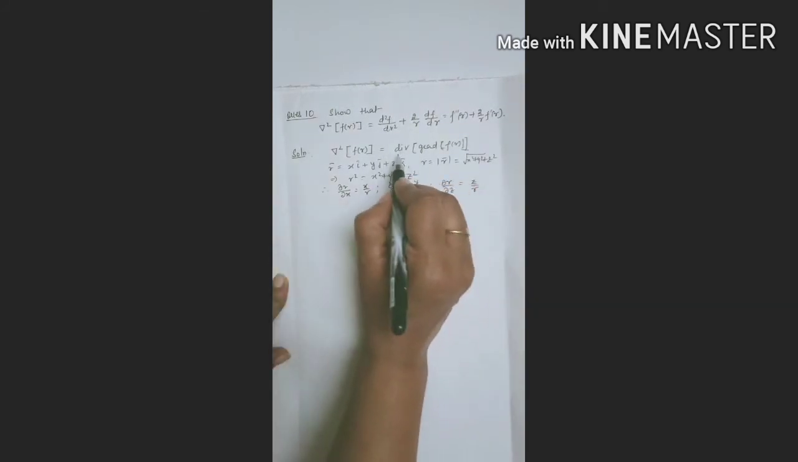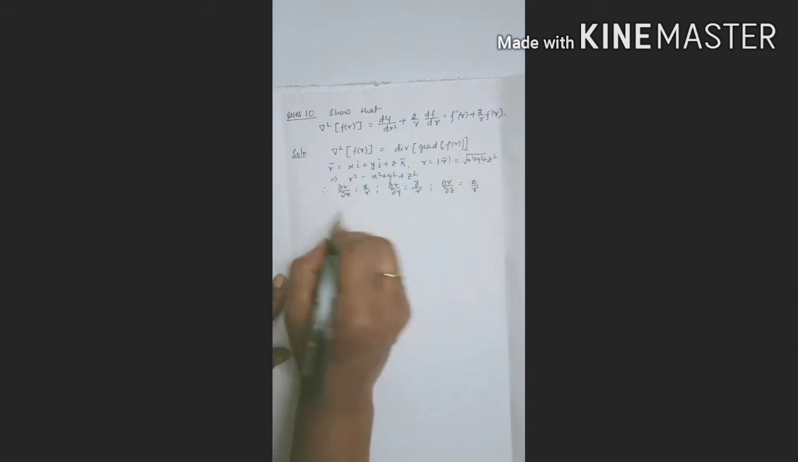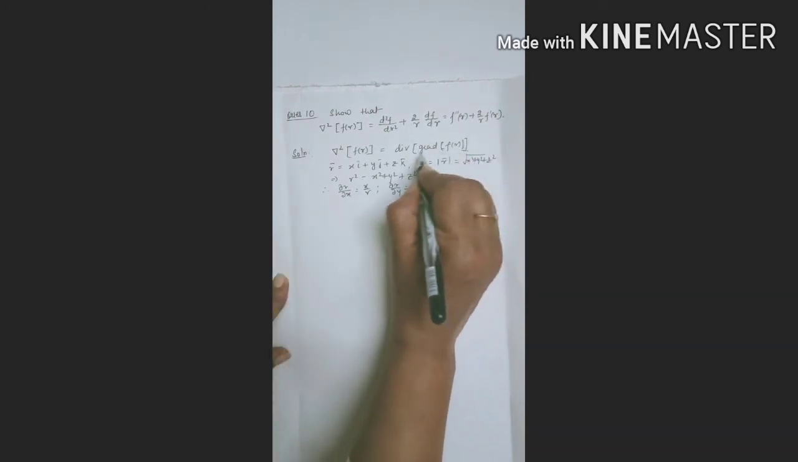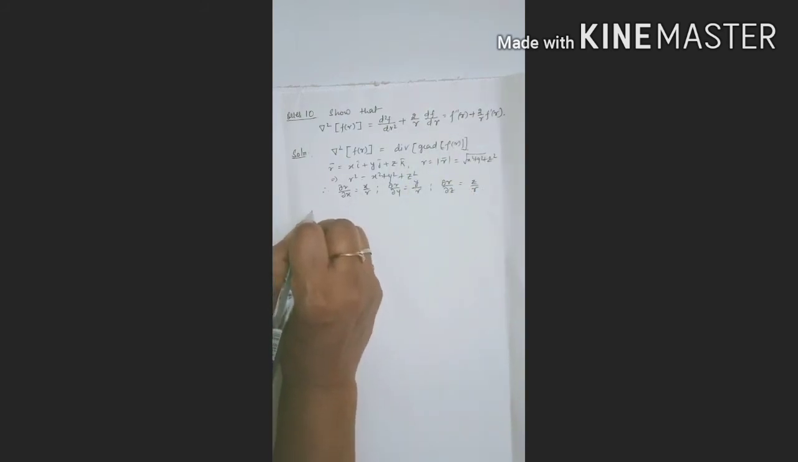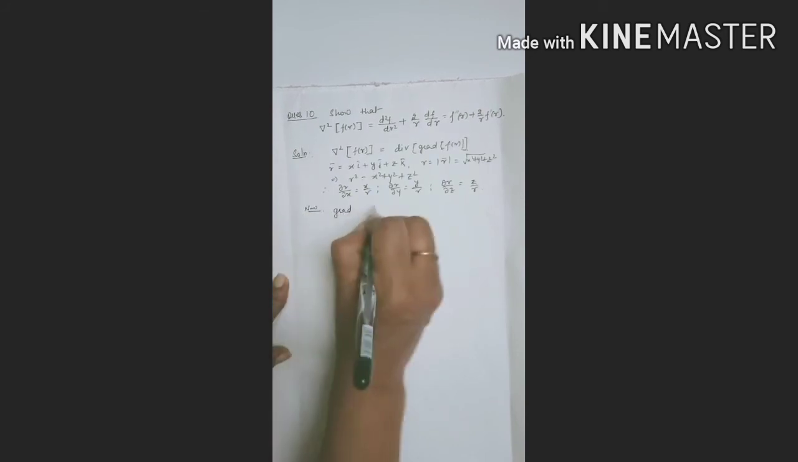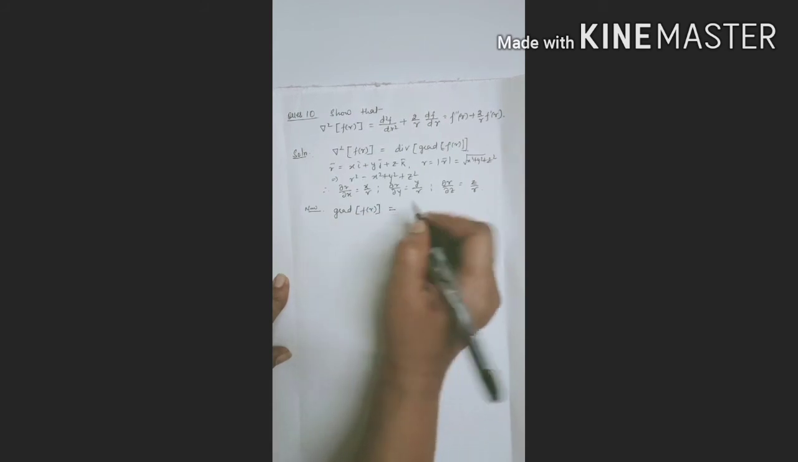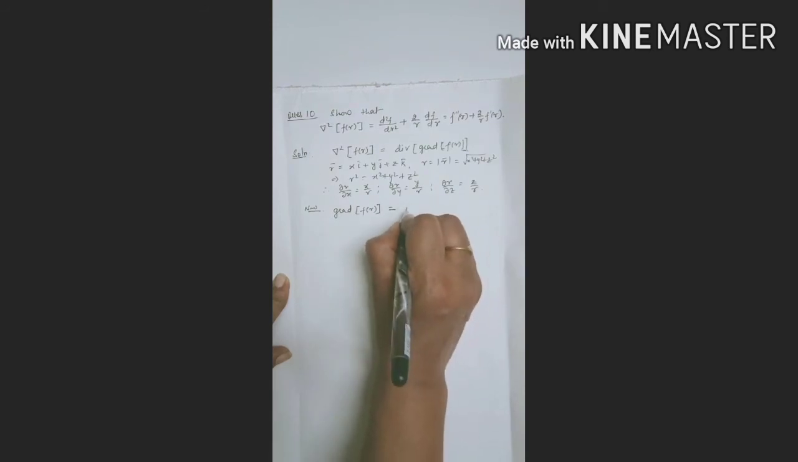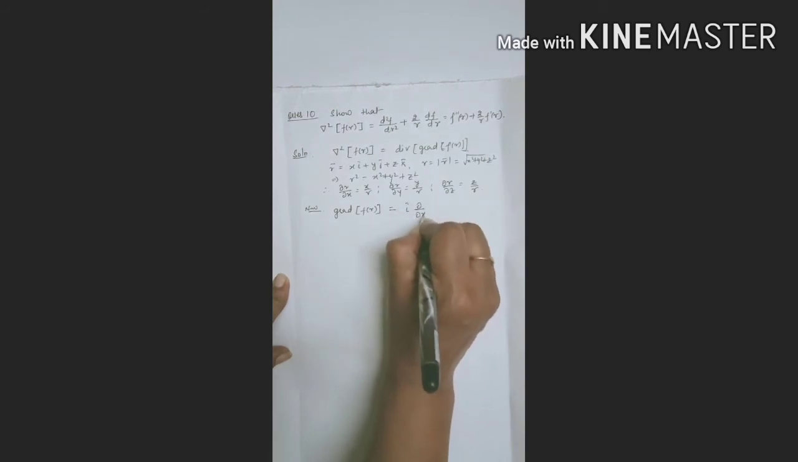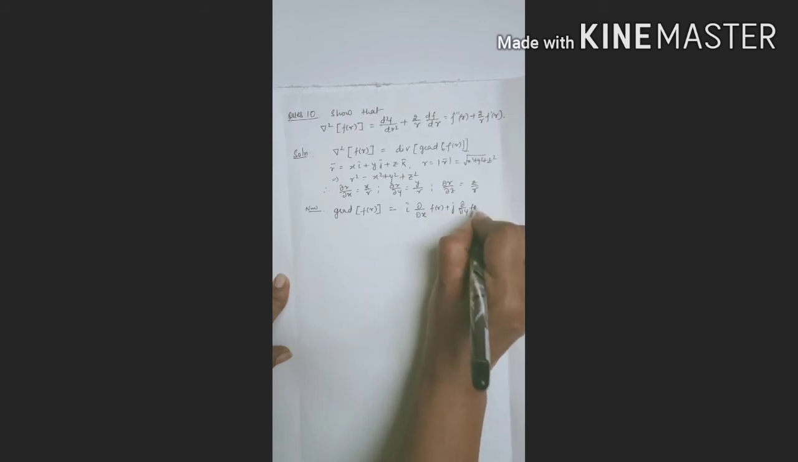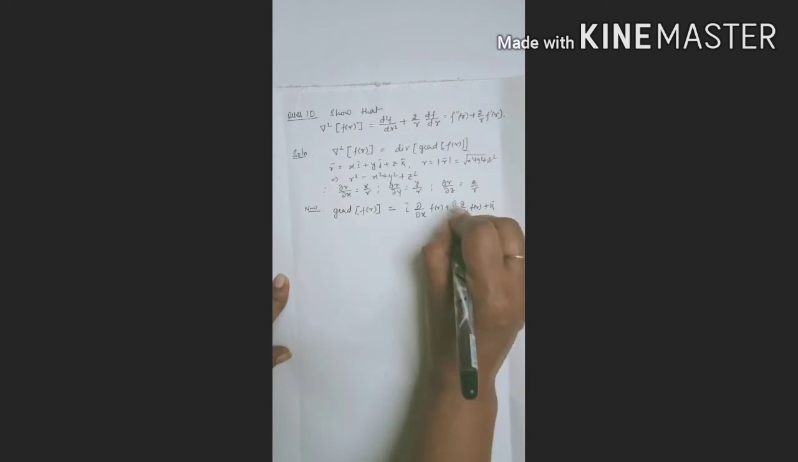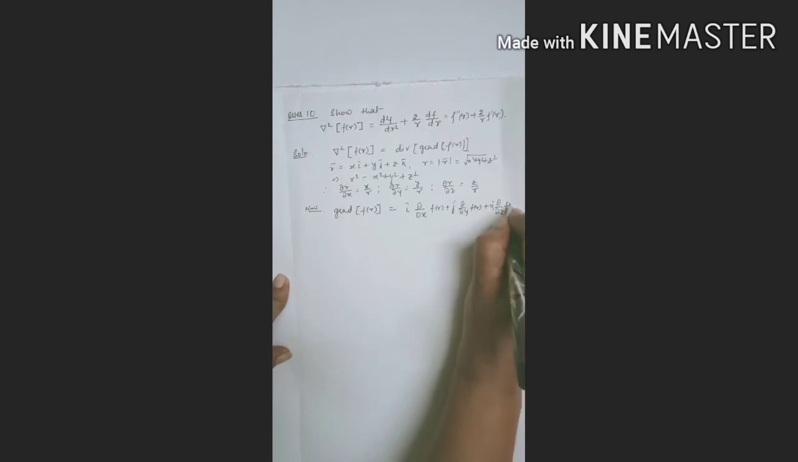Now to find divergence of gradient of f of r, first we have to find gradient of f of r, and then we will find divergence of that. So first we will find gradient of f of r. Now gradient of f of r is nothing but i times del by del x of f of r plus j times del by del y of f of r plus k times del by del z of f of r.